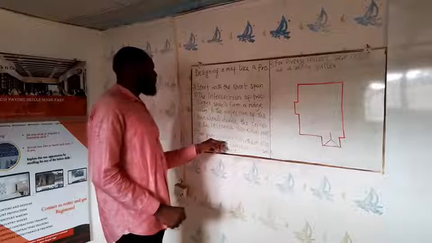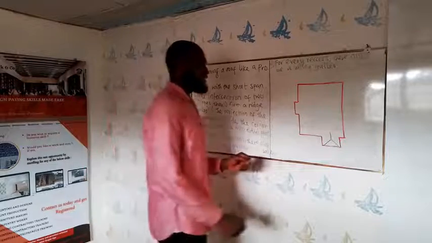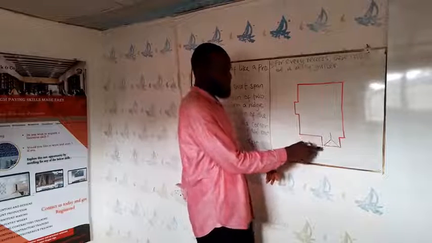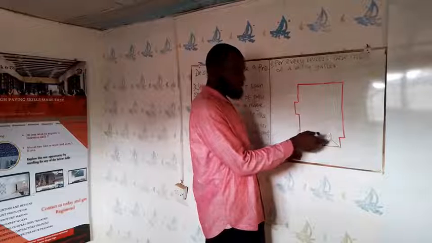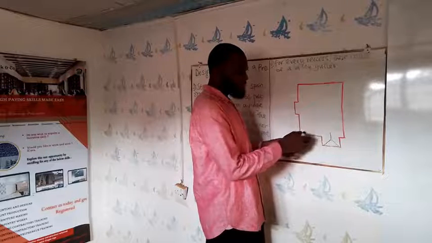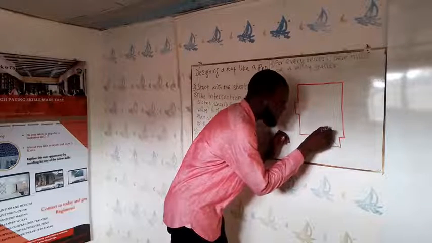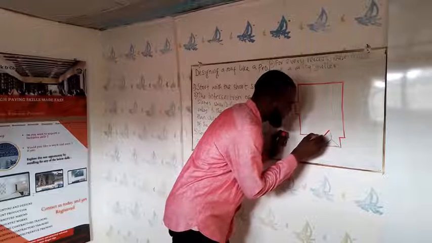Also, for every projection, there must be a ridge and corresponding valley gutter at the angle. You can see this is a projection. This is our ridge, the hip ridge, and there must be a corresponding valley gutter that will meet this, that will link this.